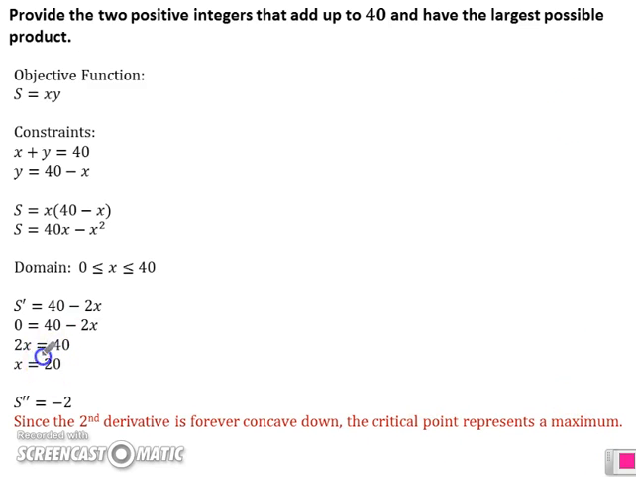So x equals 20 is one of our positive integers, and now you just need to find the other one. So go back up to your constraint and plug in x equals 20. And now you get y equals 20. So there's your final answer.